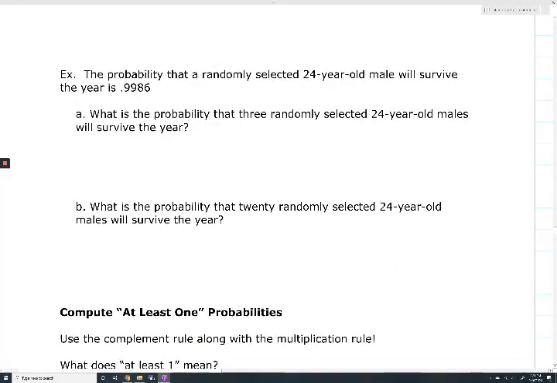Next, the probability that a randomly selected 24-year-old male will survive the year is 0.9986. So if you ever get into actuarial sciences, they do stuff like insurance adjusting and come up with risk tolerances. There are giant books and tables that have these kinds of numbers and stats in them, which talk about how likely you are to survive the year or to die or to get your car stolen or whatever, based on how old you are, where you live, how expensive the car is. All of these types of things have a probability associated with them.